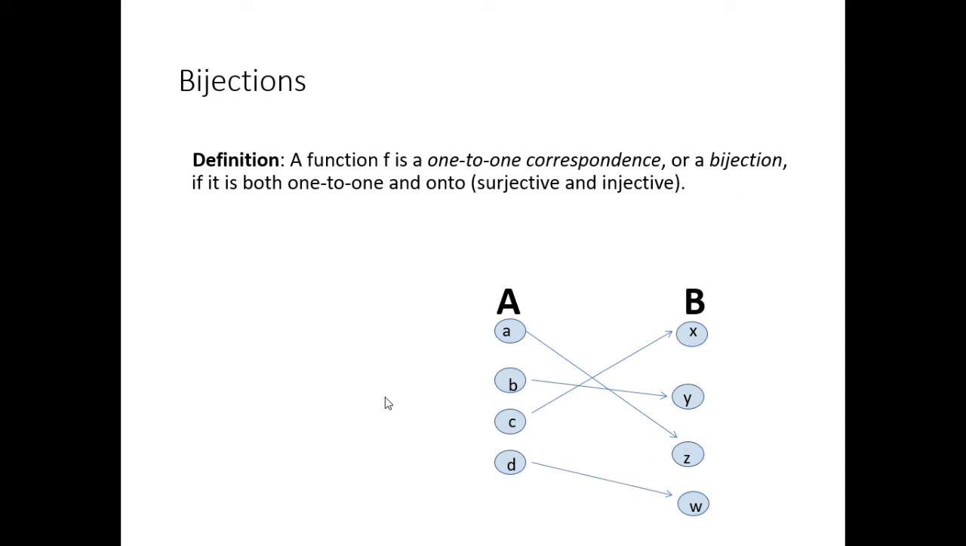A mix of injective and surjective is called bijective. So if a function is a one-to-one correspondence or bijection, then it is both one-to-one and onto. That is, it is both injective and surjective. What does this mean? First, every element in the codomain should be the image of exactly one element in the domain. That is injective. And second, every element in the codomain should be the image of at least one element in the domain. So a mix of these two gives us a bijective function.